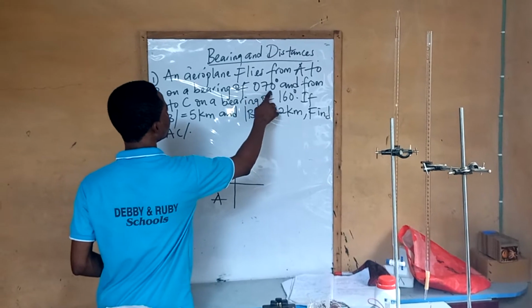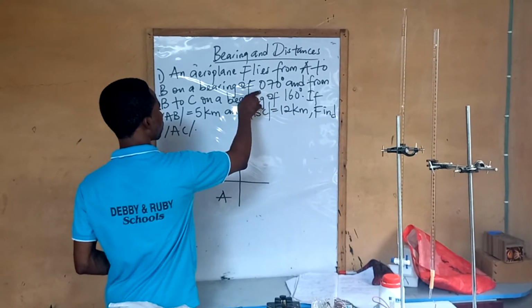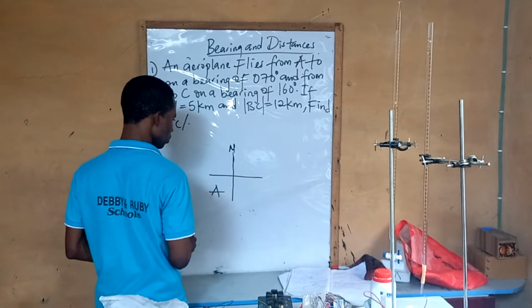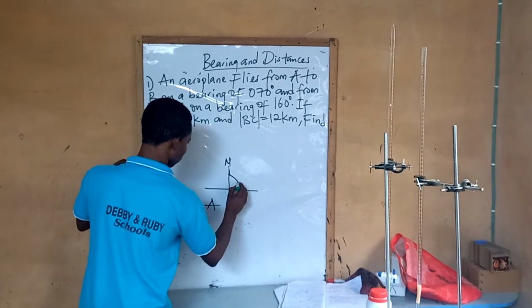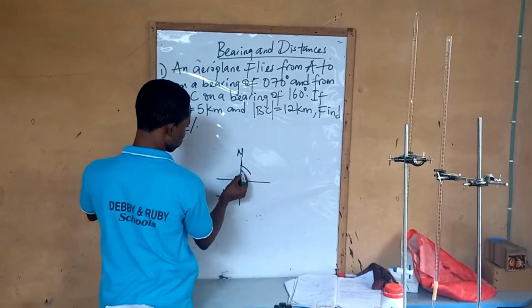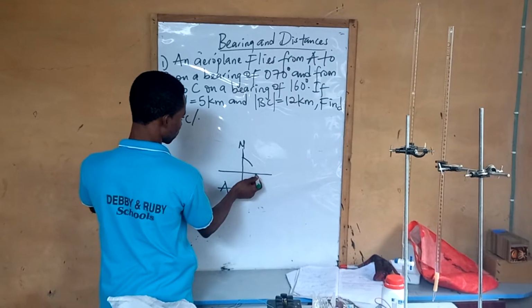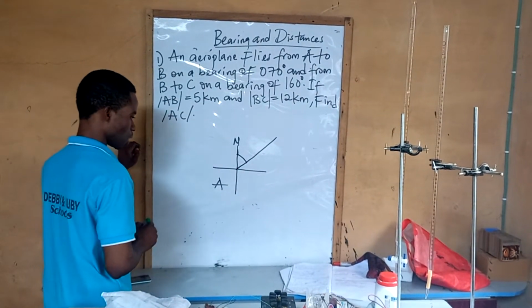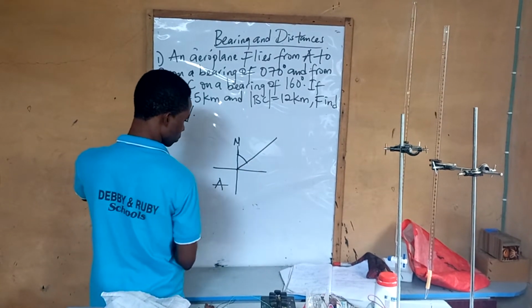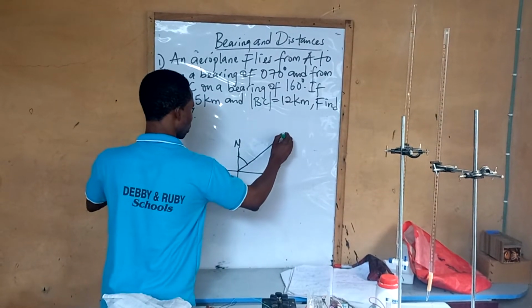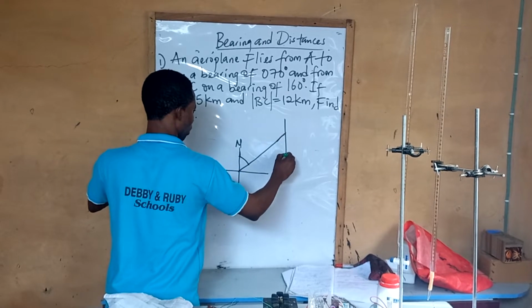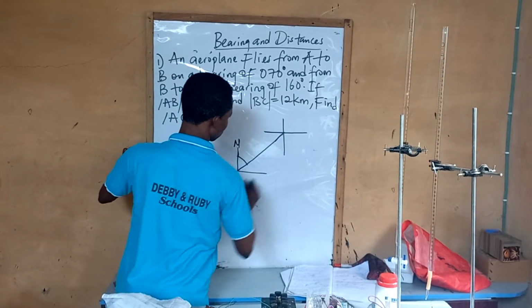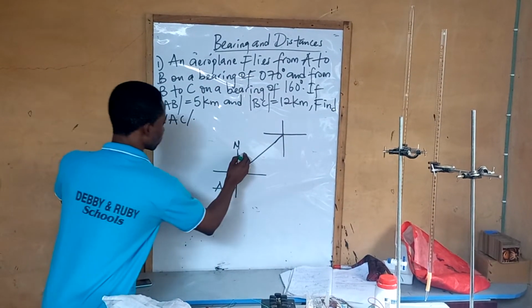I've told you, when you see a 3-digit bearing like this, you start from the north. This is your north. 070 degrees. No, it is 70. You cannot reach 90. Are you getting it? So 070 degrees. And as soon as you get there, draw another cardinal. Now this is 70.